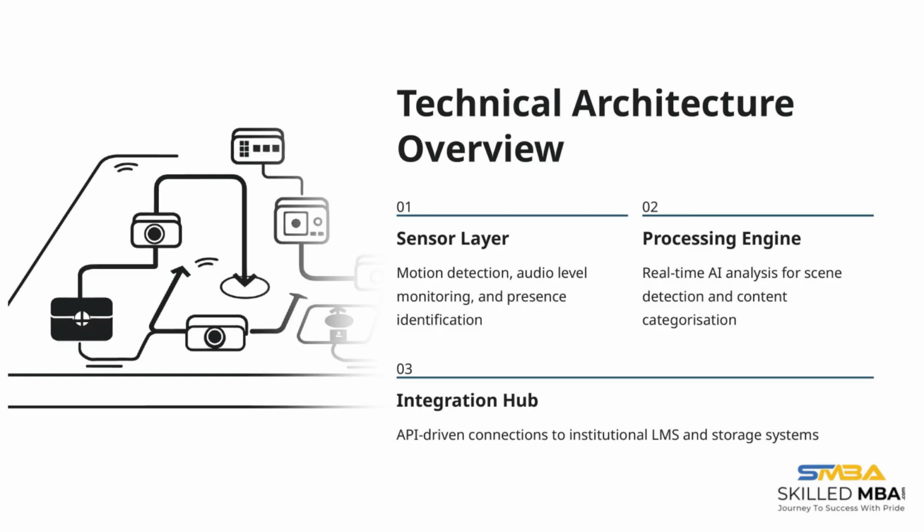The sensor layer employs motion detection, audio monitoring, and presence identification to gather data. The processing engine uses real-time AI for scene detection and content categorization. Finally, the Integration Hub connects seamlessly with institutional learning management systems and storage systems via application programming interfaces, ensuring efficient data flow and accessibility.